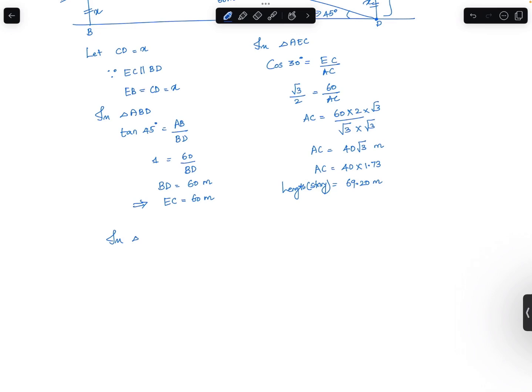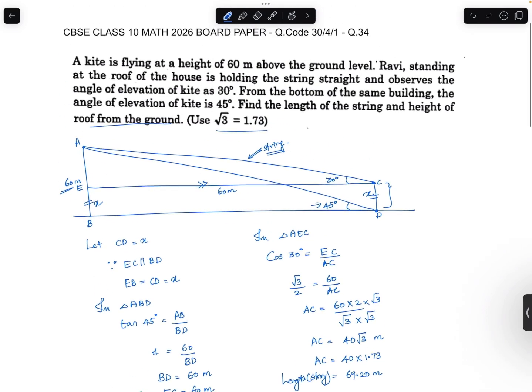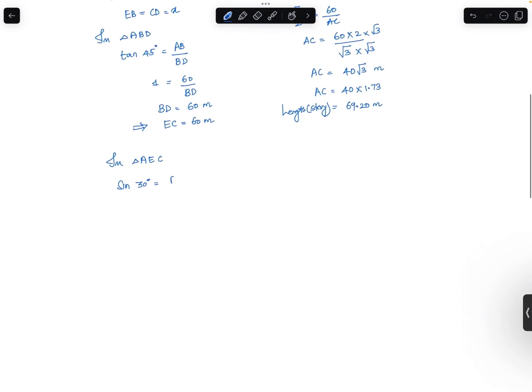In triangle AEC, applying the sine ratio, sine 30 is opposite by hypotenuse. Opposite is this AE. AE is nothing but AB minus EB, that is 60 minus x, upon AC. Sine 30 is 1 by 2. AE is 60 minus x upon AC, which is 69.20.